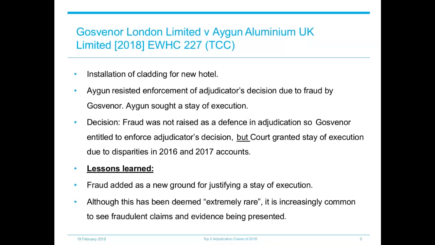The court said that if the evidence demonstrates that there is a real risk that any judgment would go unsatisfied by reason of the claimant organising its financial affairs with the purpose of dissipating or disposing of the judgment sum so that it would not be available to be repaid, then this would also justify the grant of a stay. Now, the court stressed that this new ground will apply to very few cases and will be extremely rare, in the words of the court. However, it will likely add a new avenue for parties seeking to avoid enforcement of an adjudicator's decision.